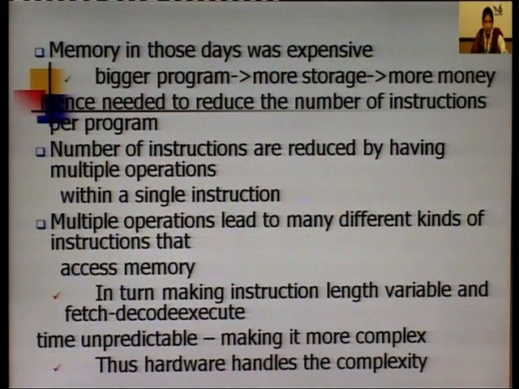The number of instructions is reduced by having multiple operations within a single instruction. In one instruction, multiple opcodes are given and multiple operations are performed in a single line. That's why this architecture is known as complex instruction set, because it is not easy to understand multiple operations in a single line.